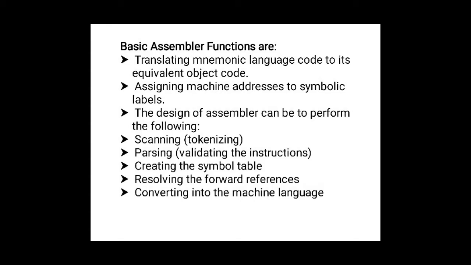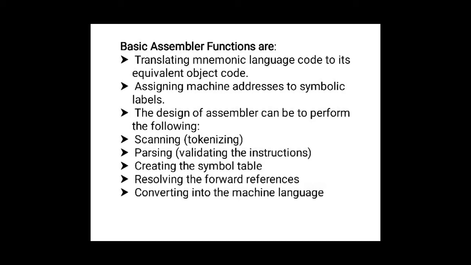Now let us see what the basic assembler functions are and what it is going to do. The first one is translating mnemonic language code to its equivalent object code, and this is the fundamental function of any assembler. Also, it assigns machine addresses to the symbolic labels.